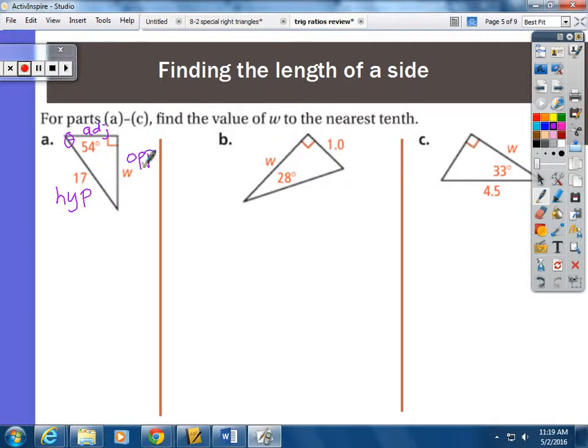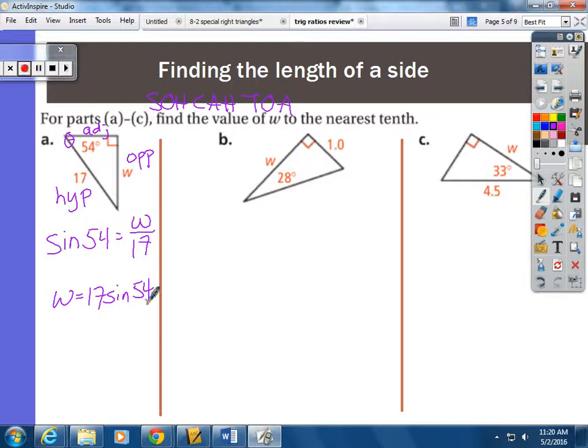So thinking about SOH CAH TOA, if I have opposite and hypotenuse, I have O and H. That means I'm using sine. So I do sine of 54 equals W over 17. Now to get W by itself, you'd have to multiply by 17. So W is going to equal 17 sine 54. I'm not going any further in this unit with this because we aren't going to need to know how to put this in the calculator or anything for the unit that we're teaching right now.